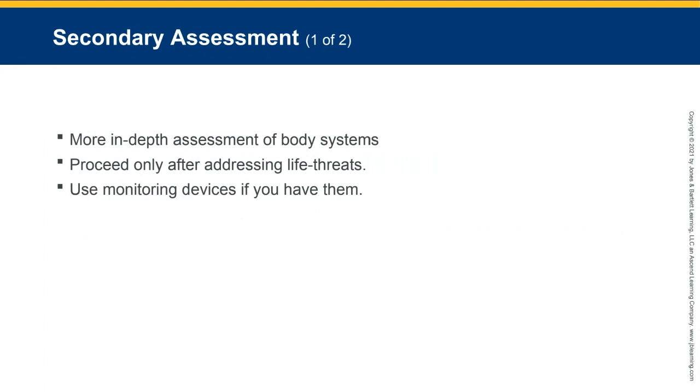Now, once you have completed your history taking phase, the next phase is your secondary assessment. So in your secondary, you're either going to be doing a detailed head to toe or a focused systematic assessment, and you're going to be collecting your recorded vital signs. So the secondary assessment is a more in-depth assessment of the body systems. Proceed only after addressing life threats. Use monitoring devices if you have them. Your pulse oximetry, end-tidal CO2, cardiac monitor.